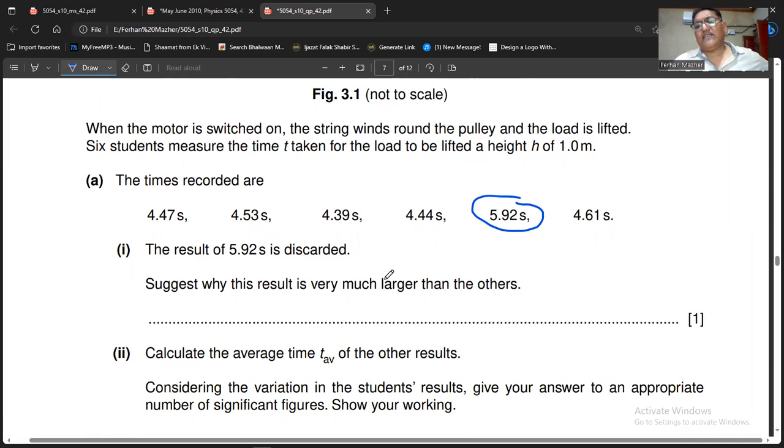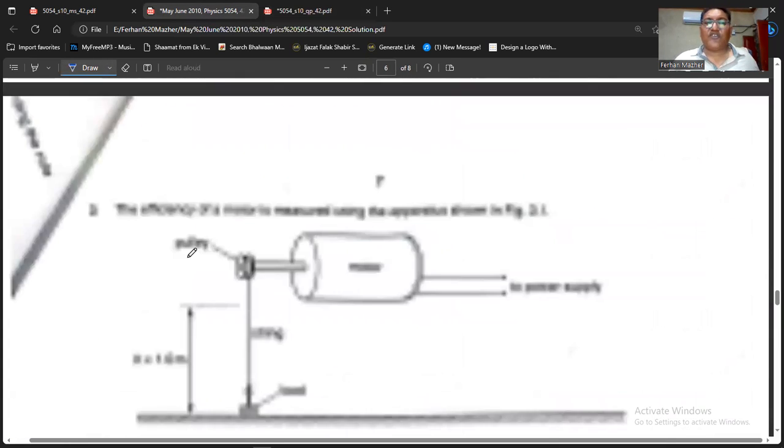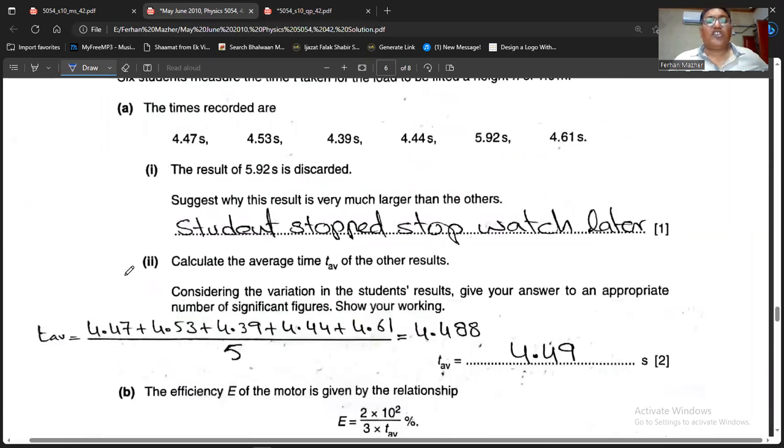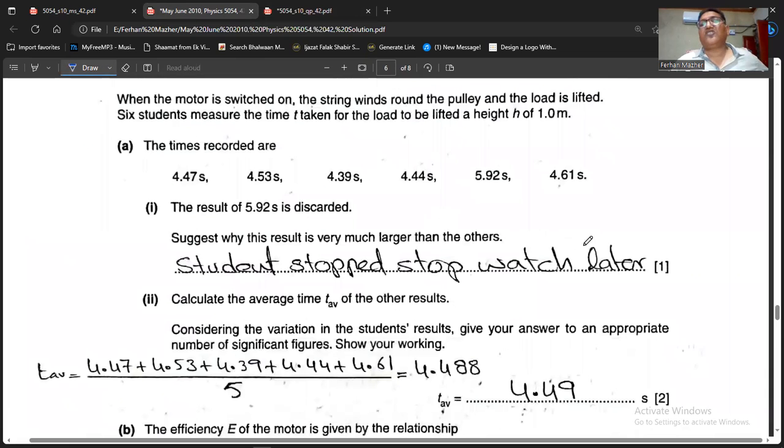So I think that student stopped the stopwatch late, or maybe his stopwatch is faulty. That's why this reading we will not take, as it is not matching with the rest of the data. So the student stopped the stopwatch late. That is one reason which comes to our mind.